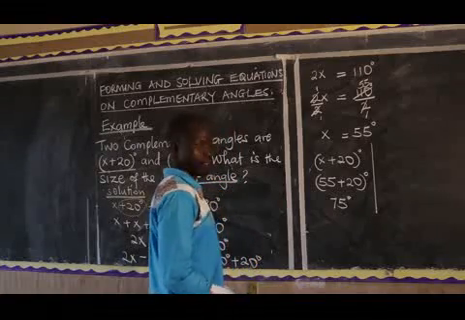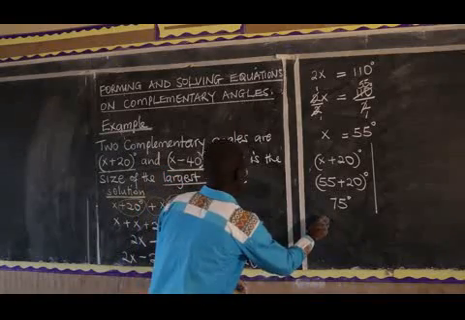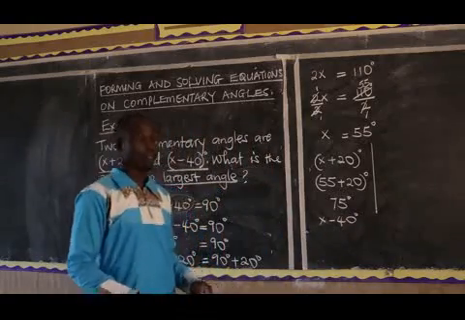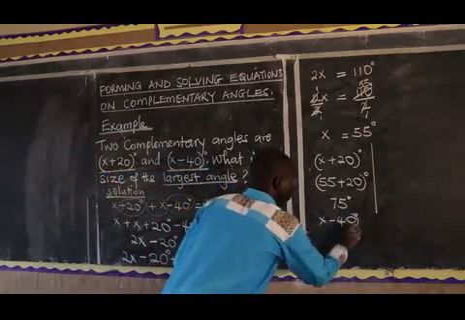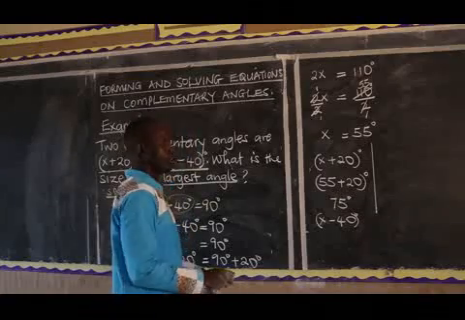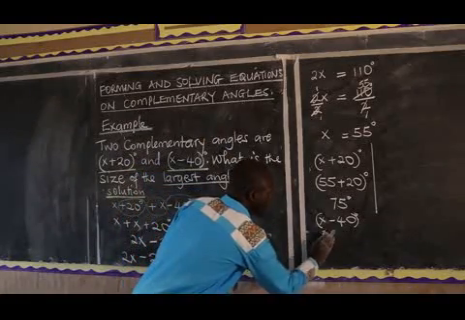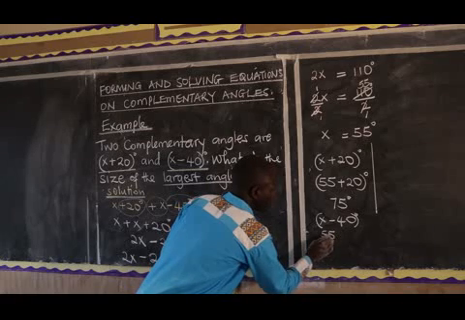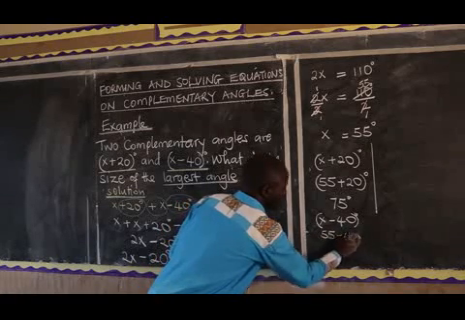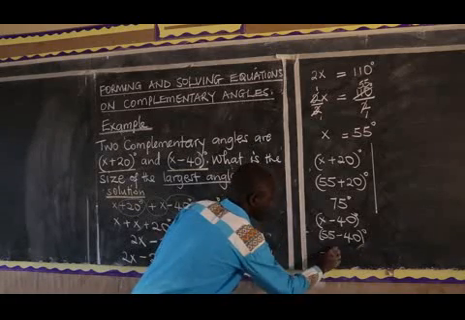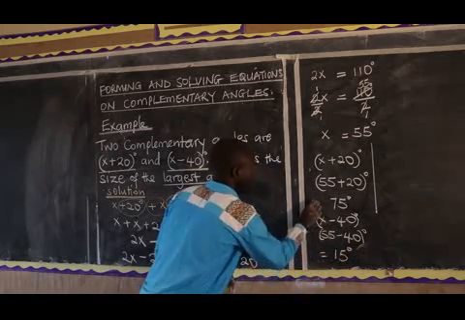The second one is x minus 40 degrees. In this case also, we shall need to substitute x using the value which is 55. 55 minus 40, which gives you 15 degrees.